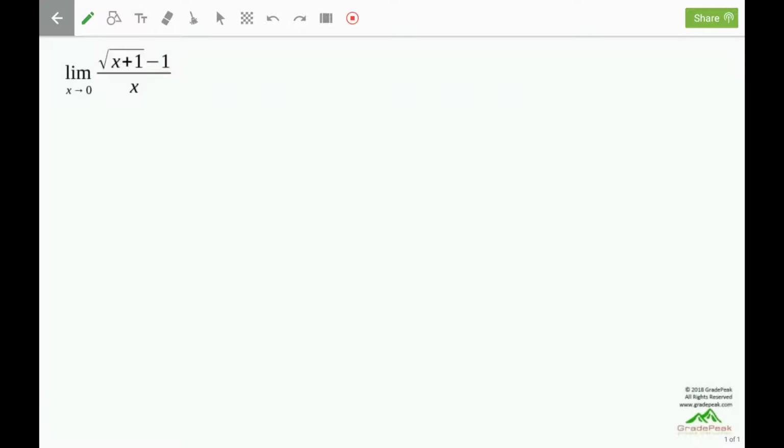Limit as x goes to 0 of the square root of x plus 1, minus 1, over x. First thing we're going to do is plug in a 0 for each of the x's. That will give us the square root of 0 plus 1 minus 1 over 0. 0 plus 1 is a 1, minus 1 over 0. Square root of 1 is a 1, minus 1 over 0. 1 minus 1 is a 0, so we have the 0 over 0 indeterminate form.